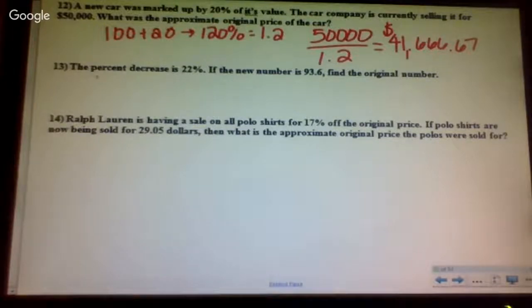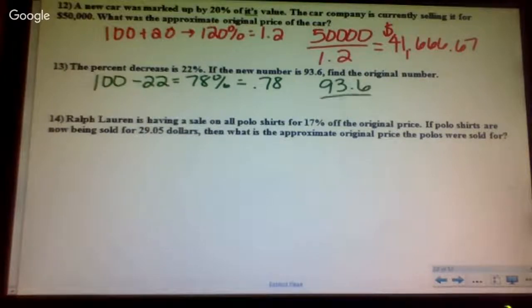The percent decrease is 22. So what am I doing to 100? Subtracting. That gives me 78%. As a decimal is 0.78. And again, they give me the new number. I need to work backwards, so we divide. What was my original number? 120.